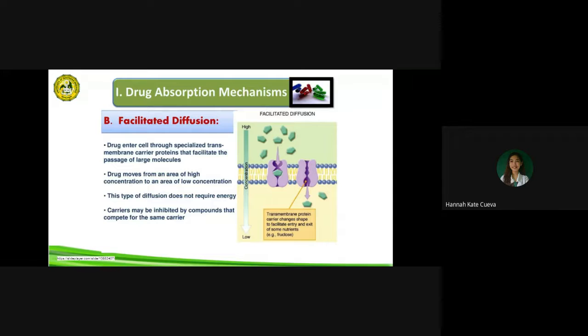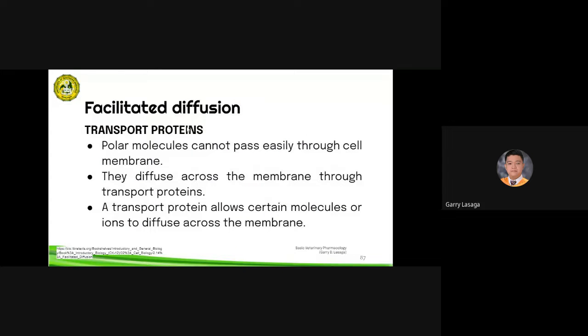They are hydrophilic, sir. Okay. So that's correct. So our sugar molecule, fructose, is polar. It is hydrophilic, so it cannot cross the lipid bilayer. So transport proteins facilitate the transport of polar molecules. So polar molecules, again, cannot pass readily or easily through the cell membrane. They diffuse across the membrane through transport proteins. So they need a carrier protein in order for them to be transported across the membrane.